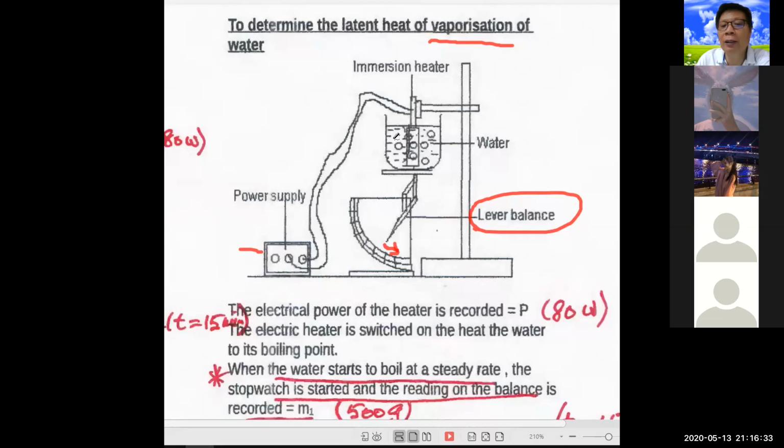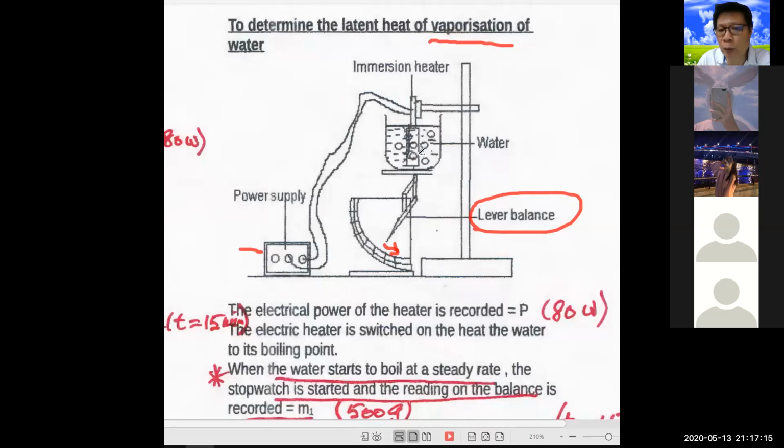So the water will slowly be heated up, but you don't start your stopwatch. The stopwatch is not started until the water starts to boil, because latent heat of vaporization means the heat needed to change water to gas, to steam. So you must wait until 100 degrees. That's why it takes a long time, you must heat up the water until 100 degrees.